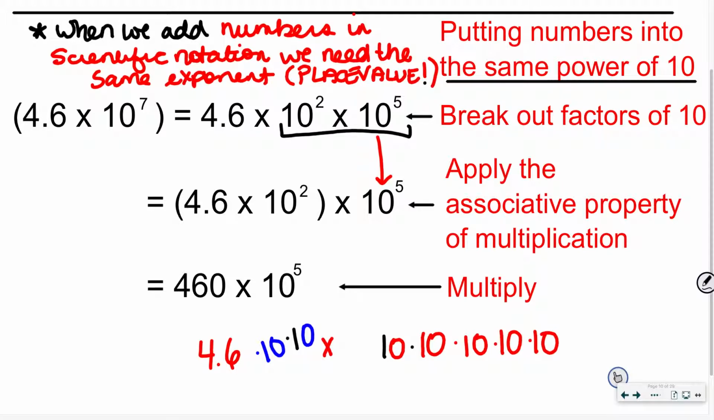Because now my place value is lined up. Just take a moment, write it all down, try to see how we went from 10 to the 7 to 10 to the 5th, how the number went from 4.6 to 460. If there are parts of this that you're getting lost, please point out where that part is so we can focus specifically on that.